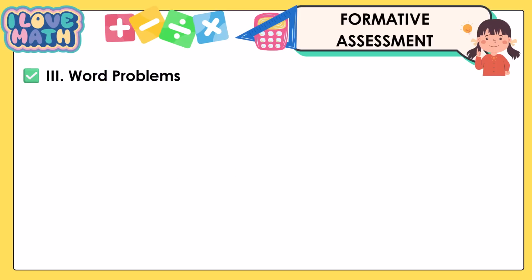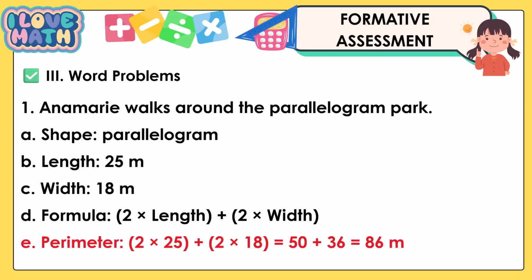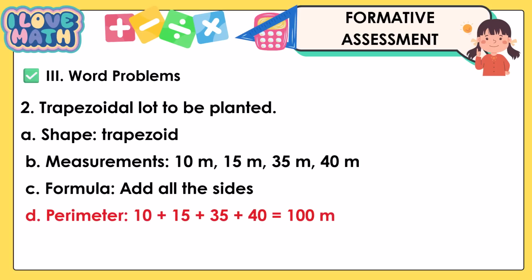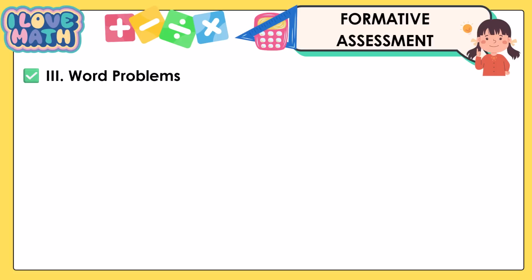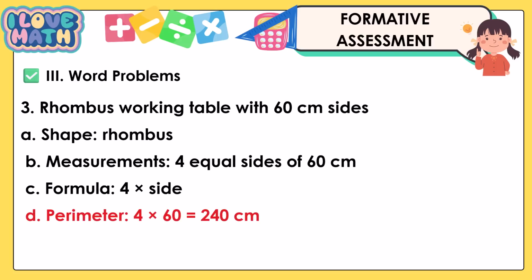Part 3, word problems, answers. Number 1, perimeter is 86 meters. Number 2, perimeter is 100 meters. And number 3, perimeter is 240 centimeters.